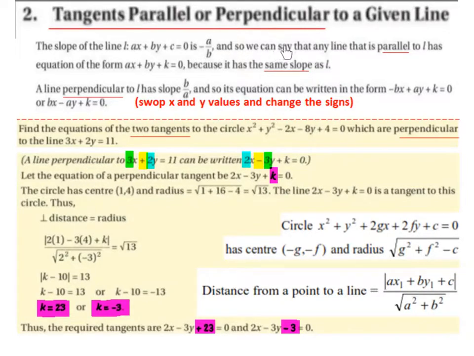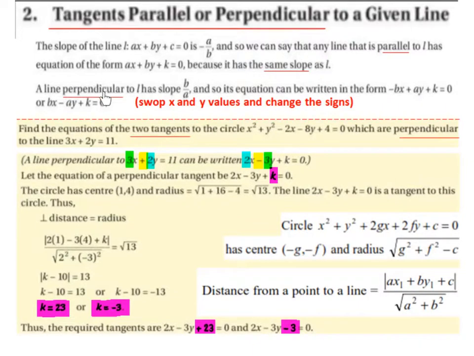And so we can say that any line that is parallel to L has the equation of the form ax plus by plus k is equal to 0. So basically, the coefficients of x and y will be the same, but the plus c, the constant at the end, will be different because it has the same slope as L.